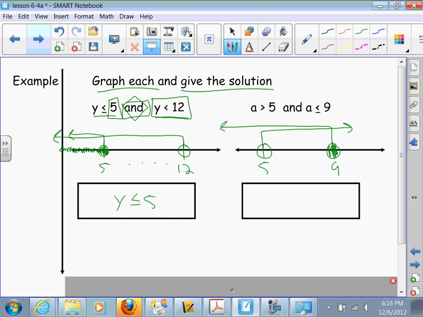Again, and means what is the overlap? And if you look, my overlap is in between the two. It includes the number 9, but does not include the number 5. Okay, writing the solution for this. This represents what a can be. A goes in the middle, a is in the middle.